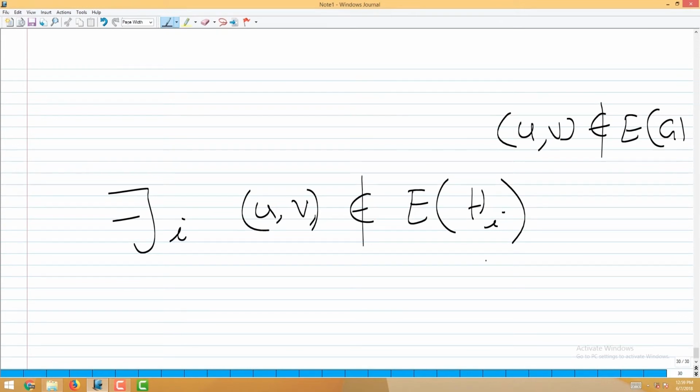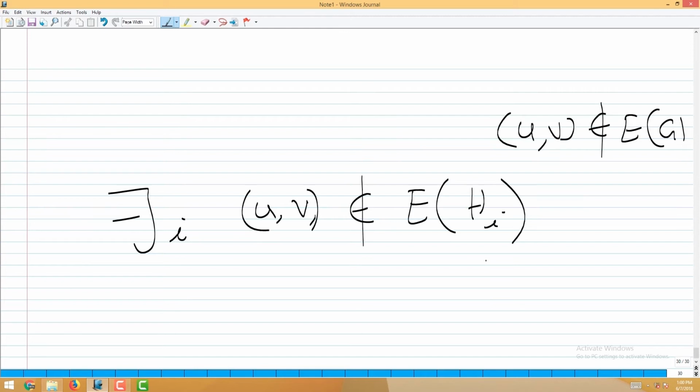Is it true? Now, you look at where u and v are together. Suppose both of them appear together in one of the color classes of G square, then we are done, right? Because when I construct the graph corresponding to that color class, in that color class I haven't filled in any edge.